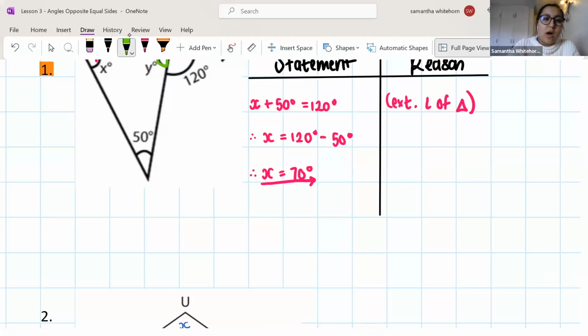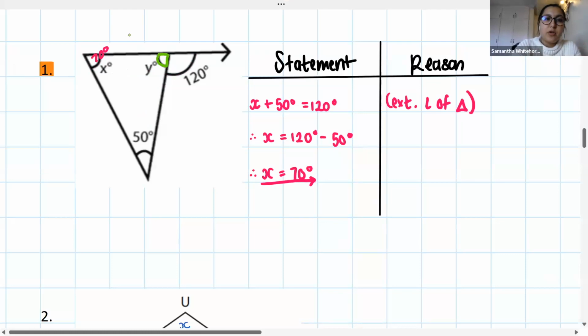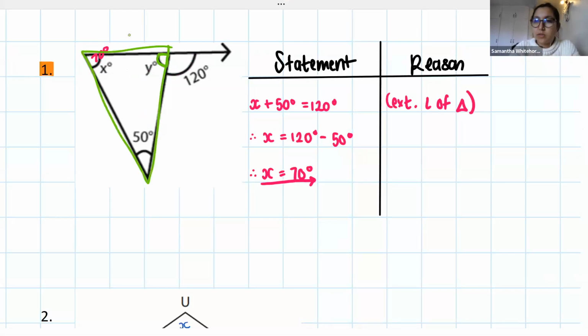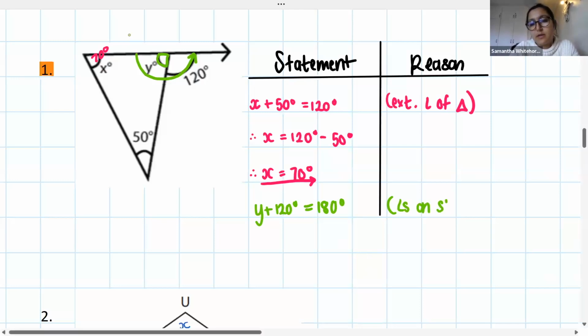Now, when we go and find Y, there's a couple different ways that you can find Y. Because you now have X, you could use angles in a triangle or sum of angles in a triangle to find Y. Another way that we could find Y is we can use angles on a straight line, because Y and 120 are angles on a straight line. I'm going to use angles on a straight line just because I prefer that one, but you will get the answer if you use sum of angles in a triangle. Y plus 120 degrees must give me 180 degrees. Oopsie, sorry. Angles on a straight line.